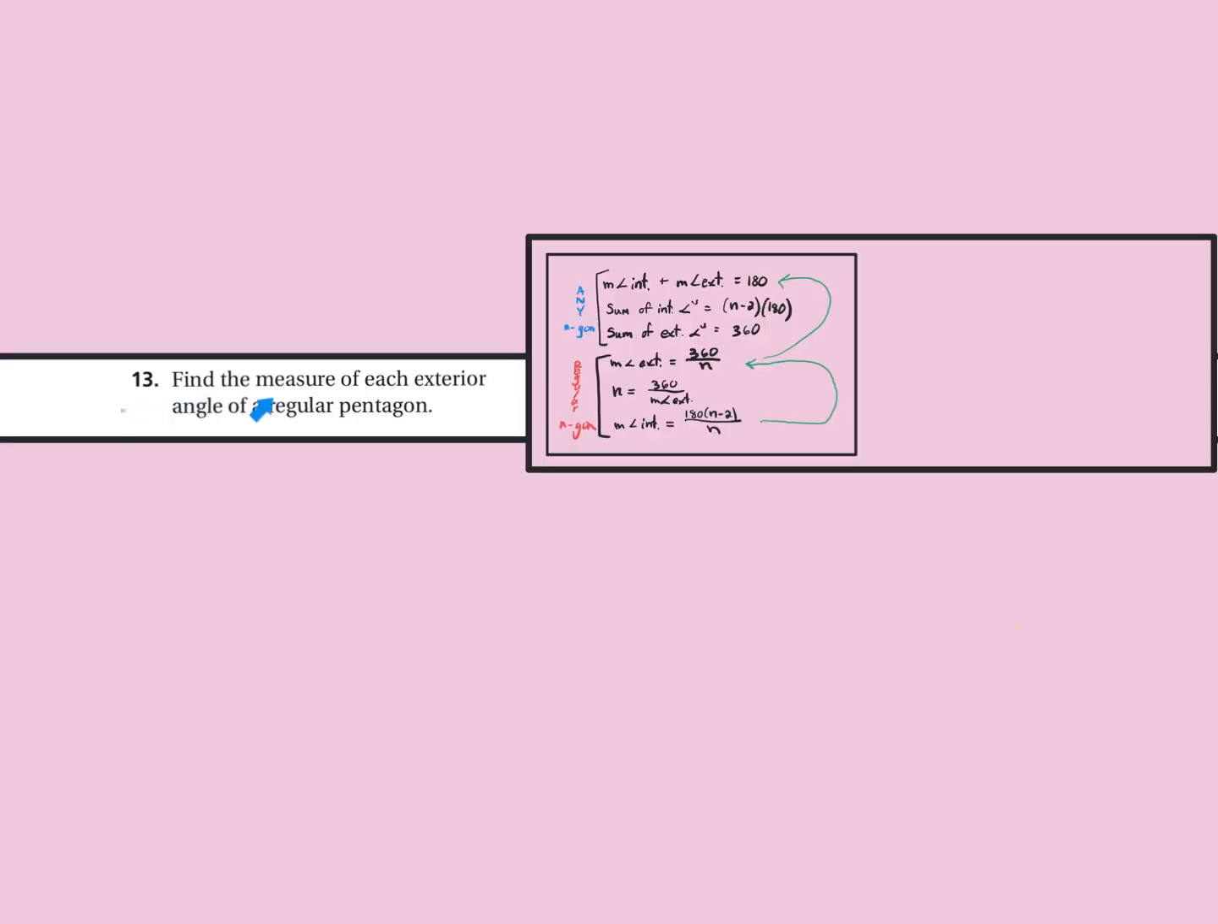What about number 13, the measure of each exterior angle of a regular pentagon? Well, it's regular. So for our regular formulas, there it is. The measure of an exterior angle is just 360 divided by n. So what's n? Well, it's a pentagon, so n equals 5. Using the formula, 360 divided by the number of sides gives us an exterior angle measure of 72 degrees.